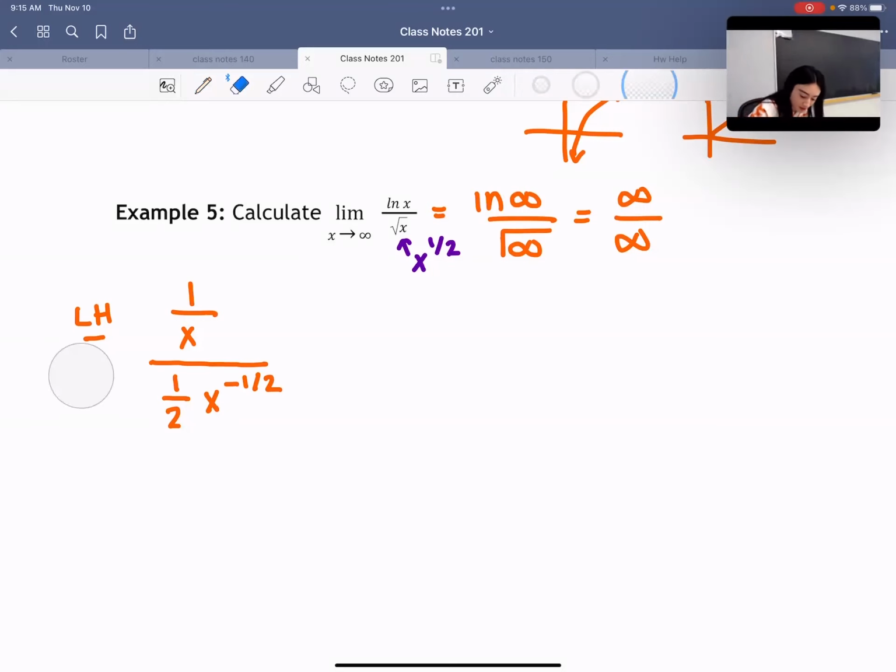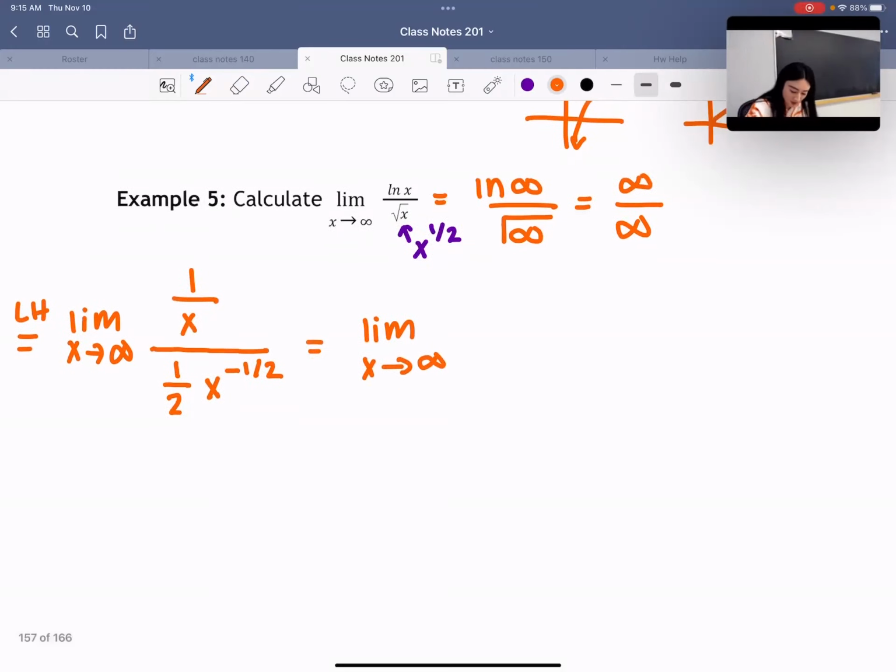Oh, I forgot to write the limit here. L'Hopital's limit as x goes to infinity. Okay, let me simplify this one step at a time. We have 1 over x. We have a half. What's another way of saying x to the negative 1/2? It's 1 over the square root of x. Okay, I see you put it all together, but x to the negative 1/2, taking away the negative, would bring the x to the 1/2 into the bottom, right?